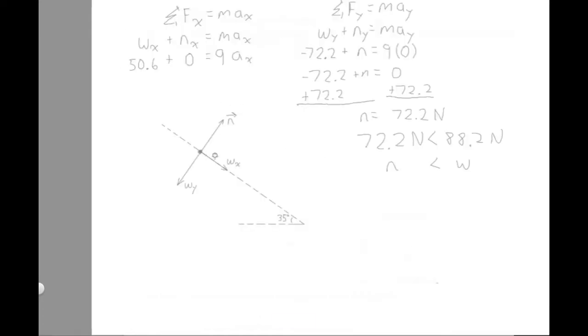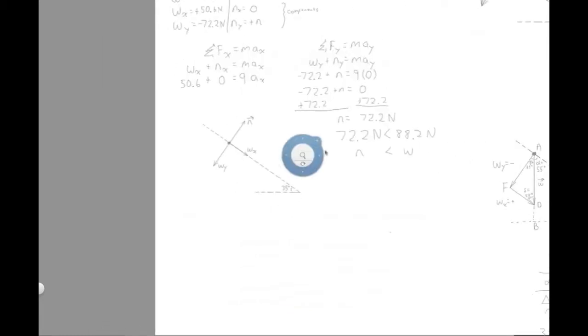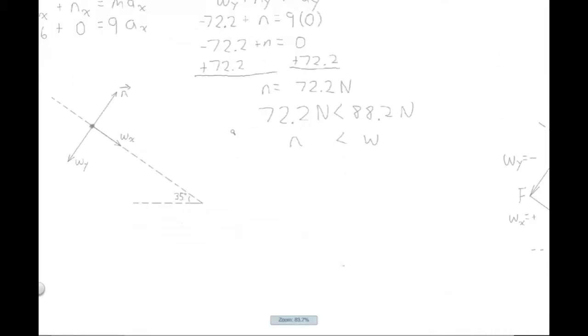You can use this version of our free body diagram to see why this makes sense. Notice that I'm just showing the components of the weight force. Remember, we already figured out that the y component is pointing in the negative y direction and the x component is pointing in the positive x direction. So I've drawn the directions of the x and y components of the weight to be consistent with the directions in our right triangle over here.